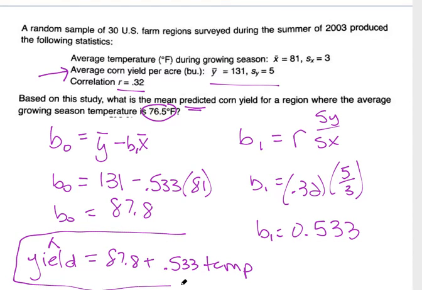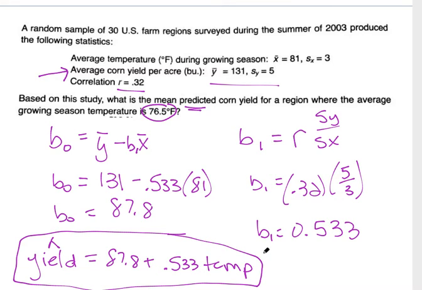Okay, I'm boxing it so that you see that it's how we're going to figure out the predicted value, not that this is the answer yet, okay? So the predicted yield is going to be equal to 87.8 plus 0.533 times whatever the temperature is, okay? So if the temperature was 0, my y-intercept is 87.8. So if the temperature is 0, my predicted yield of the corn would be 87.8 bushels. Okay, so that's one way to write that.